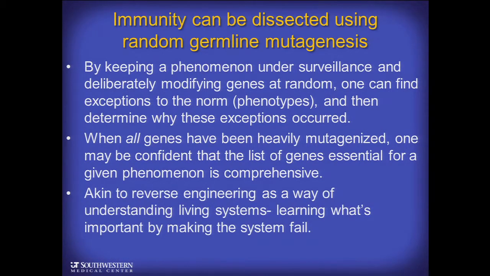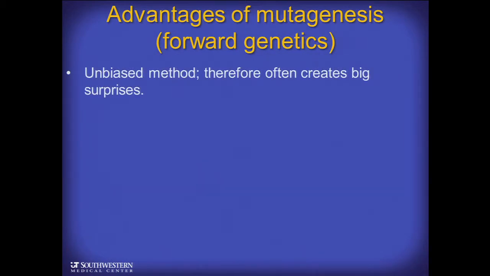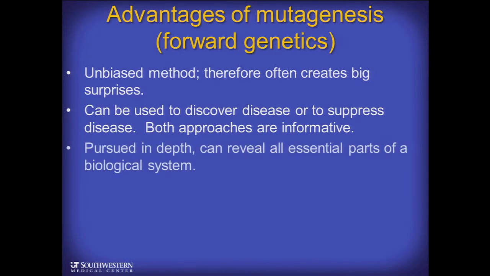So this approach is akin to reverse engineering. One applies it to a living system, and one learns what's important by making the system fail over and over and over again in different ways. The advantages of forward genetics as a tool are as follows. First of all, it's unbiased. You don't begin with a hypothesis, and often the phenotypes that you see constitute big surprises. One can use the approach both to create disease or to suppress disease, and both approaches are informative and they can lead directly to therapies.